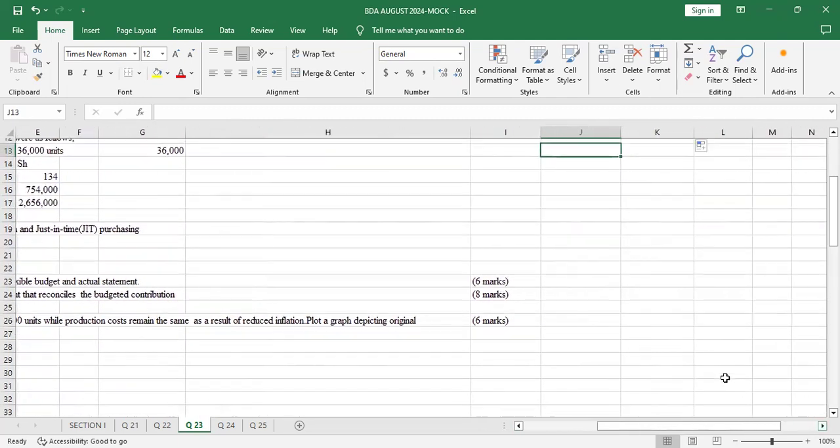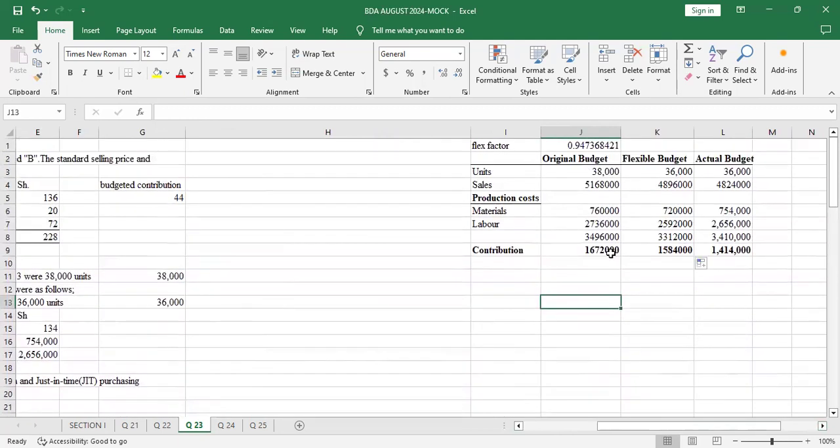Yeah. So this is what will happen. This is the budgeted contribution, and this is the actual contribution. So it's reducing from what we budgeted for, 1,672,000, to 1,414,000. So this happens because there were variances, which made it reduce from the original 1,672,000 to 1,414,000. So this is how we are going to do the reconciliation.